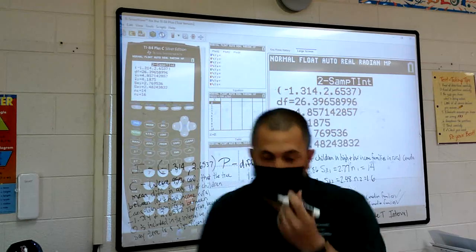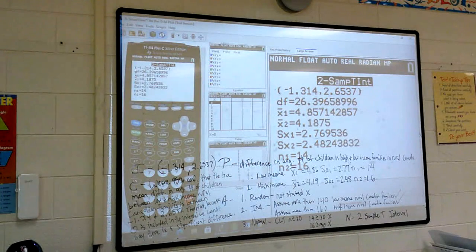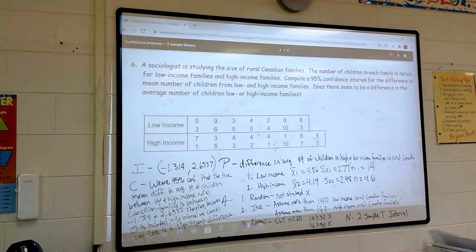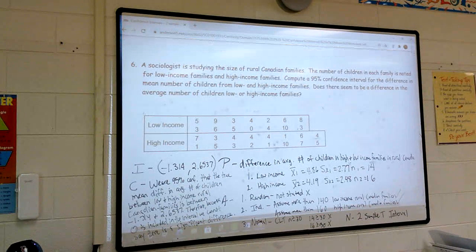It may show in our data that there's a difference, but it may not be a significant enough difference between the two. And again, things that are hindering us in this is the fact that low income averages 4.86, a little bit under 5. High income still averages over 4. So they're very similar. And we only had 16 and 14 in our sample. Now, if we had 160 families and 140 families in our sample, and we got that big of a difference, then we're probably going to have some conclusive results there. But because we didn't.